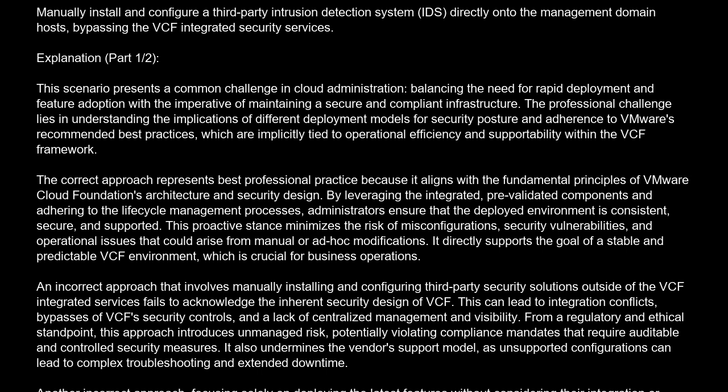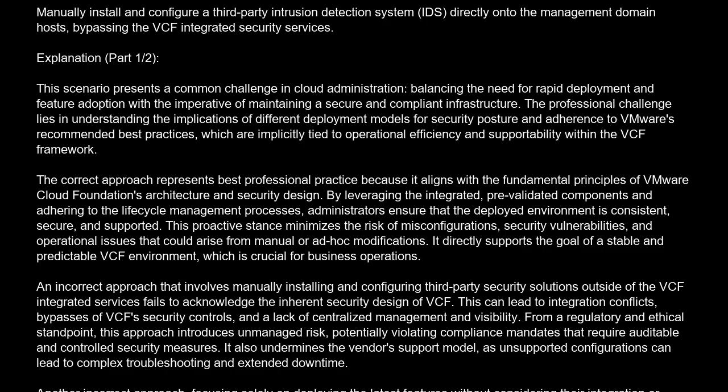The correct approach represents best professional practice because it aligns with the fundamental principles of VMware Cloud Foundation's architecture and security design. By leveraging the integrated, pre-validated components, and adhering to the lifecycle management processes, administrators ensure that the deployed environment is consistent, secure, and supported. This proactive stance minimizes the risk of misconfigurations, security vulnerabilities, and operational issues that could arise from manual or ad hoc modifications. It directly supports the goal of a stable and predictable VCF environment, which is crucial for business operations.